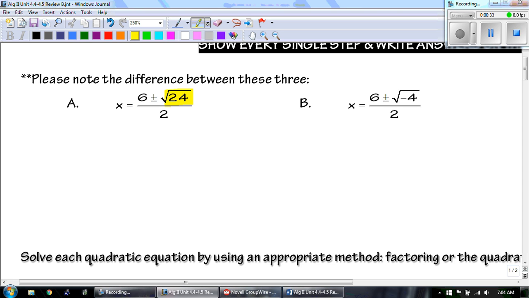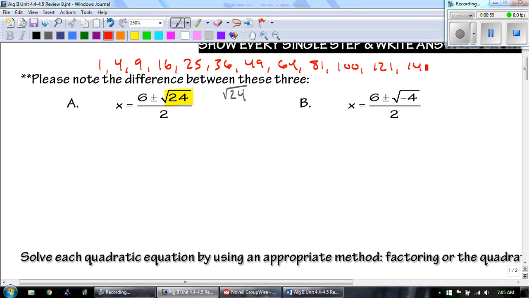So what do we do? We take the square root of 24 and we want to break it down into perfect squares. Well, what are the perfect squares? 1 squared, 2 squared, 3, 4, 5, 6, 7, 8, 9, 10, 11, 12, and it keeps going. Okay? So what perfect square goes into 24? Well, that would be 4, and then what would be left over is 6.